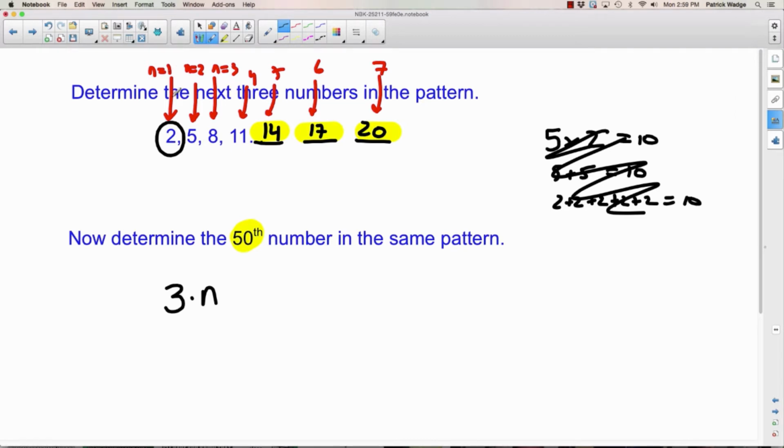What do I still have to do to get to 2? I need to take away 1. So here's a possible formula. Now, do I know for sure it works? I don't. What could I do? Try it on some of these other ones.